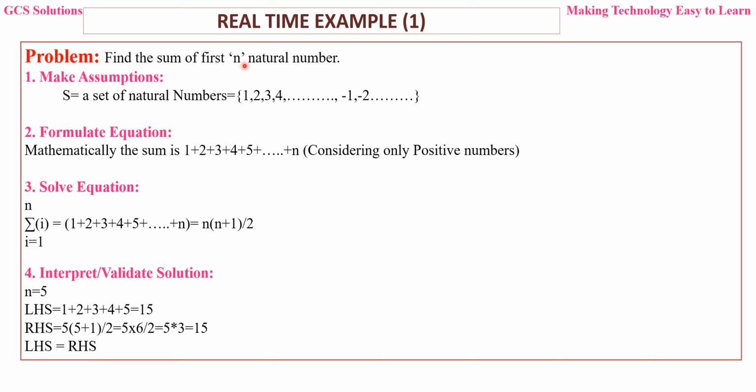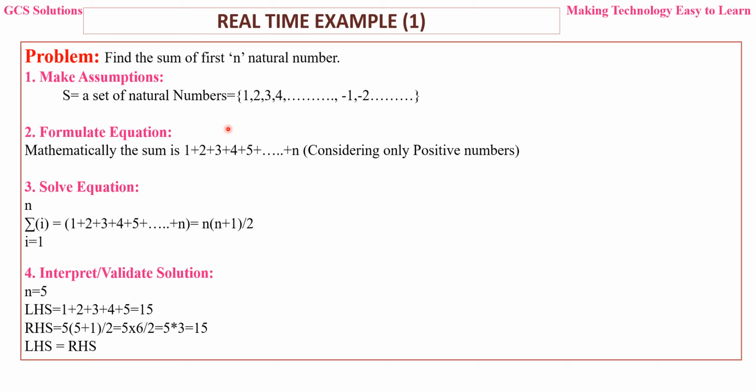Now I apply 4 steps. Step number 1, make assumptions. So what assumption do I make in terms of mathematical notation? I use S as a set. That is, S stands for a set. What is that set? A set of natural numbers. Now what does that set comprise of? It comprises all the positive and negative numbers, say for example 1, 2, 3, 4, -1, -2, -3, -10, -15, and so on and so forth. Now my set S has all positive and negative numbers.